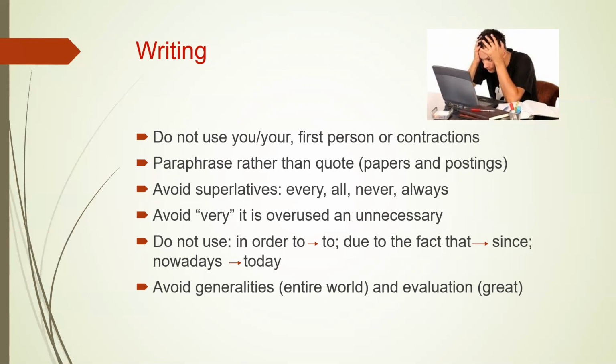Very is an overused and unnecessary word. If you put very in front of important, it doesn't make it any more important. If you put it in front of critical, it doesn't make it any more critical. If you put it in front of unique, it does not make sense, since unique is a word that means there's nothing else like it. So how could it be any more like that?